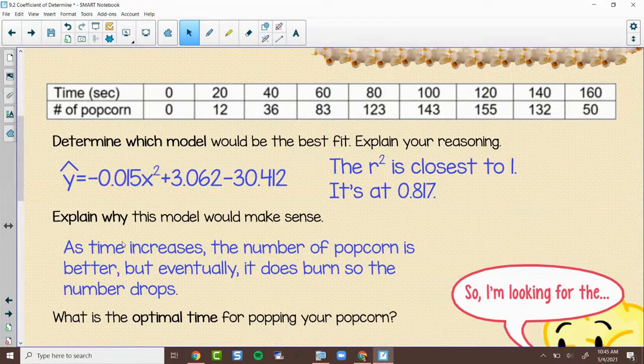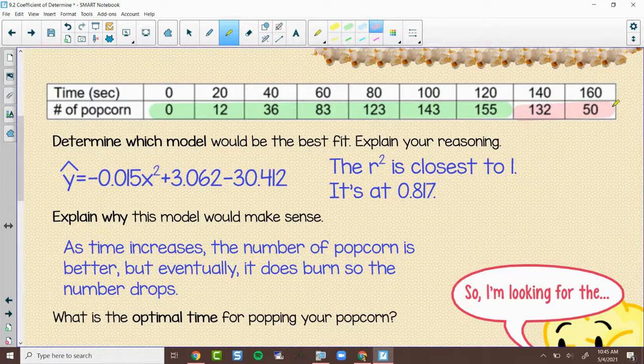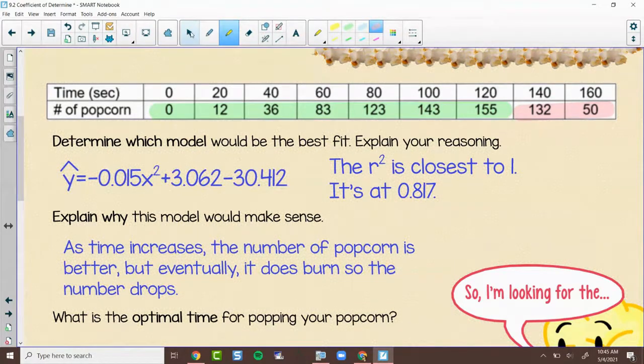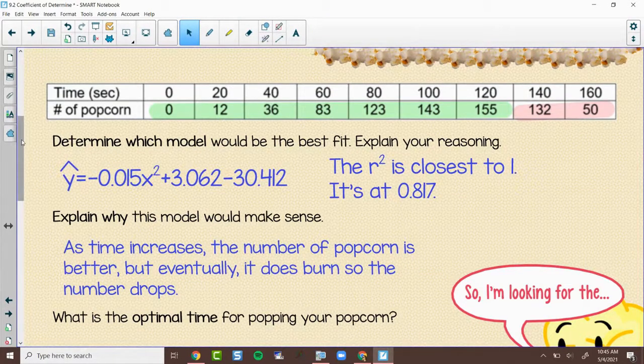Ooh, but eventually if I leave it in there too long, it's going to burn. So I'm not going to have really, really great numbers. I can see here, the longer I leave it in, the better my popcorn gets. Oh, but here it starts to drop again because I'm going to be burning the popcorn. So that kind of makes sense why this one would be quadratic.